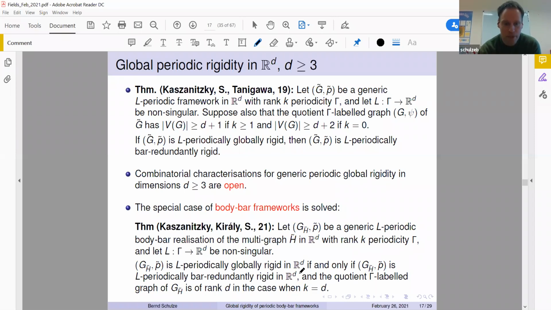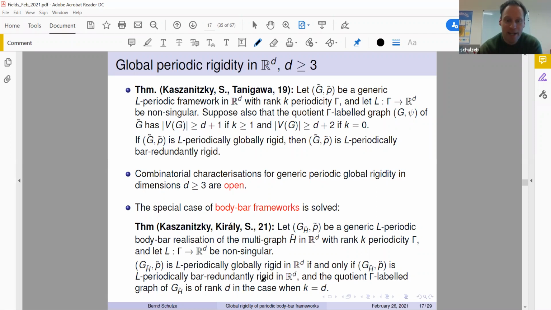But otherwise, the key condition here really is the bar redundancy, as is the case for finite frameworks. Okay, so this is a complete analog of the result of Bob, Tibor, and Walter in the finite case. Notice that we need this extra small condition about the rank, because if the rank of the quotient graph is less than the periodicity, then you get infinitely many subframeworks that are all disconnected. And of course, you can flip all of them to get a non-congruent equivalent realization. And they can still be locally rigid. So they could be bar redundantly rigid in particular.